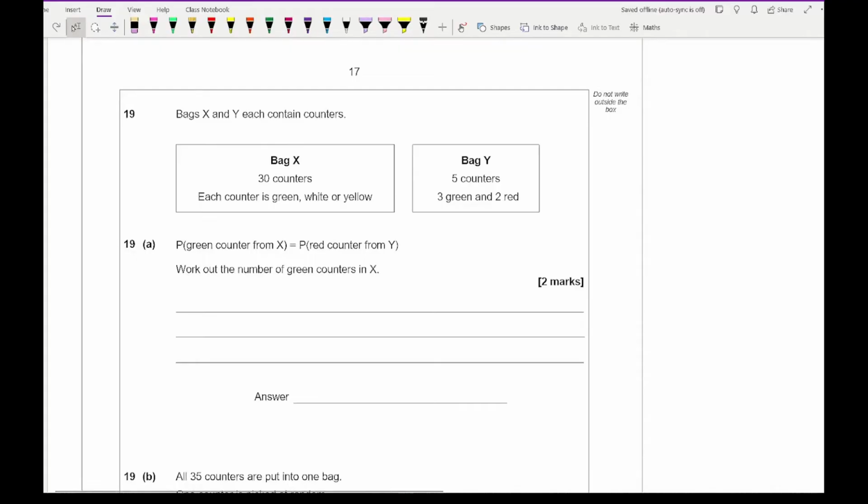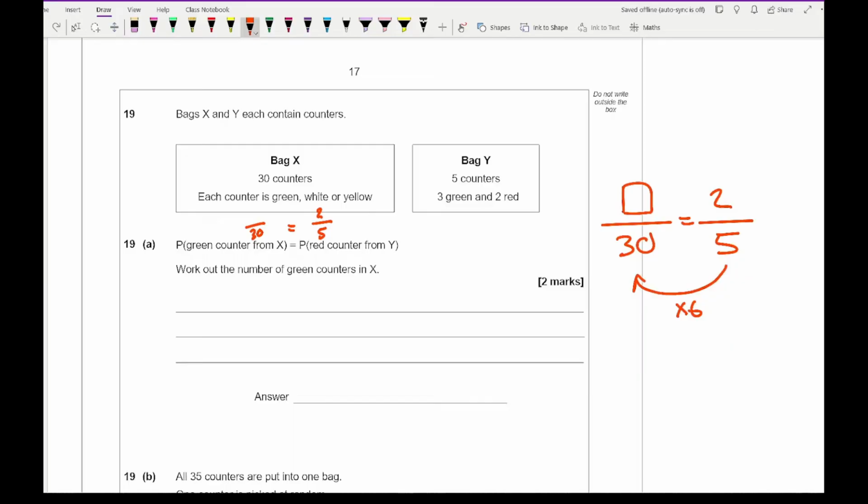So first of all, let's have a look at what the green counters is. We don't know what that is yet. So let's have a look at, well, we know it's going to be something over 30. Now, in terms of bag Y, we know that the probability of getting a red counter is going to be 2 over 5. So then if you think about equivalent fractions, what I want to do is do this. So I need to multiply, how many 5s go into 30?